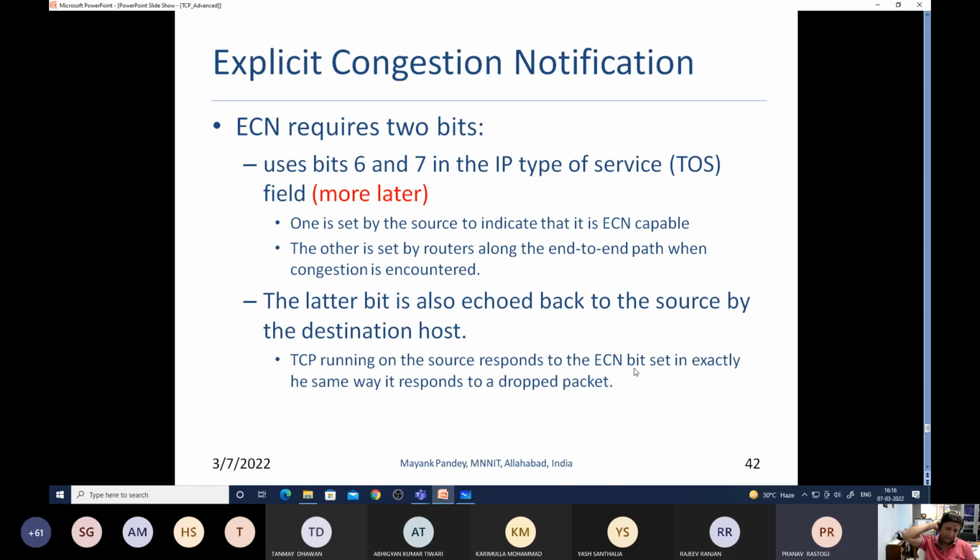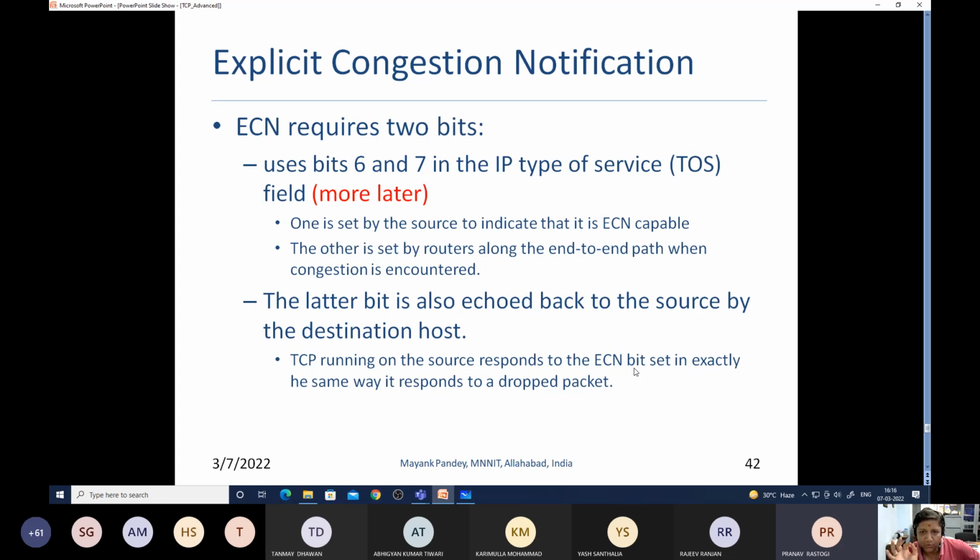Last, which I have already explained in more detail, is explicit congestion notification. ECN requires 2 bits. It uses bits 6 and 7 in a field in the IP header known as type of service, TOS. We'll be coming to this in more detail later.